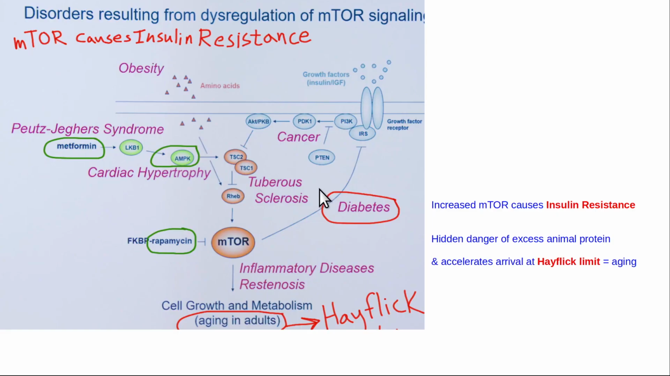Here's another thing mTOR does that I don't like. mTOR will block the insulin receptor, so it's going to worsen diabetes. It's going to increase insulin resistance. So what I'm really saying here is animal protein will cause increased insulin resistance through its activation of mTOR and subsequent blocking of the insulin receptor pathway. And it accelerates cell replication, so it causes accelerated aging in adults. You don't want it. All right, so that's a good thing to realize.